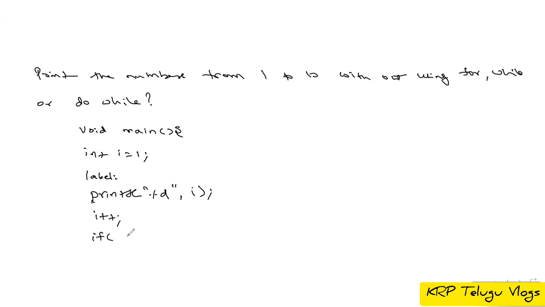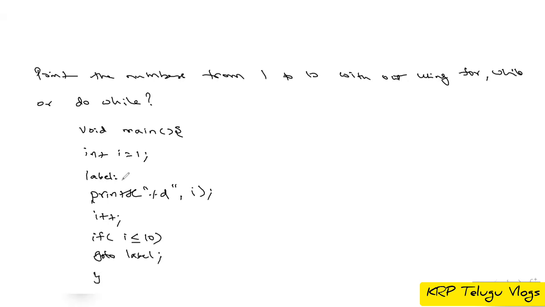If i is less than or equal to 10, go to label. We'll go to label. Otherwise, don't hit it. So now what will happen?